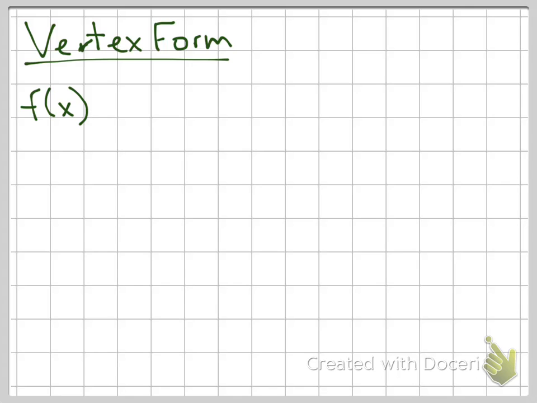Now, let's look at another way we could write the equation. This is going to be vertex form, we'll call it. And you're going to be able to recognize the difference in this form from the other one just in how it's written. So let's start with f of x equals a(x minus h) squared plus k.